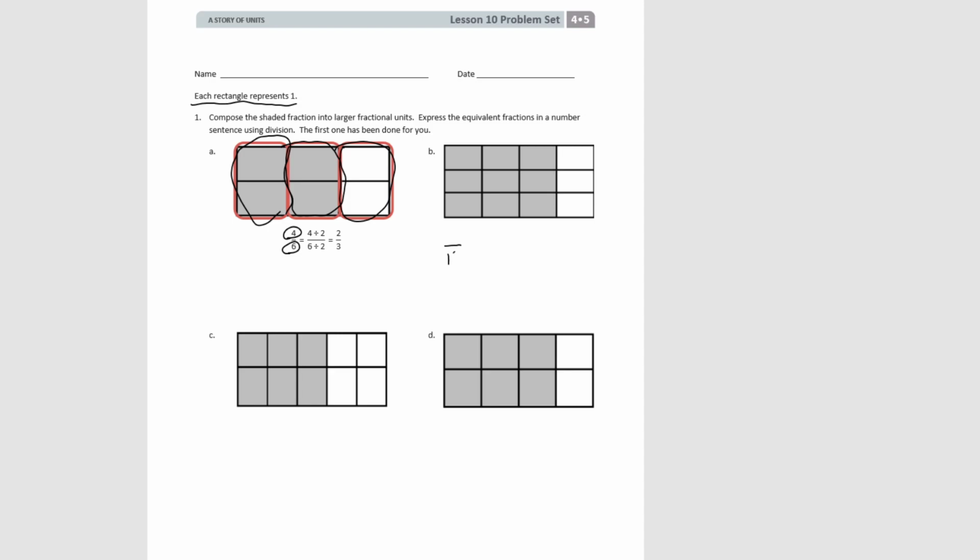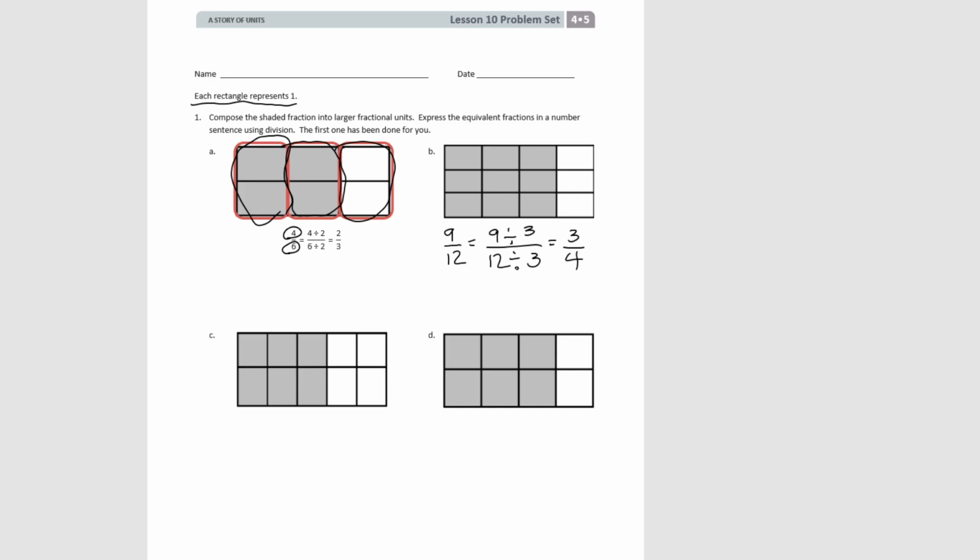Okay, for B, we see that we have 3 rows of 4, 3 times 4, so we start with 12 total units. We've selected 9 of them by shading, so we have 9/12. So if we go through the factors of both 9 and 12, we see that the common factor for 9 and 12 is 3. If we divide, we see 9 divided by 3 is 3, and 12 divided by 3 is 4. And the factors of 3 are 1 and 3. The factors of 4 are 1, 2, and 4. So there's no common factor. So we're in simplest form.